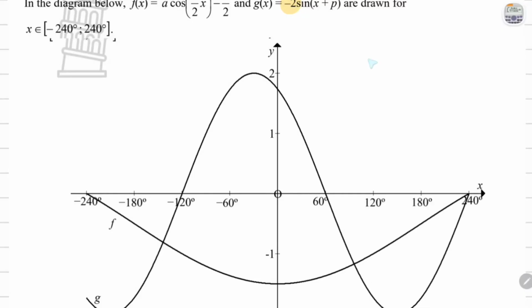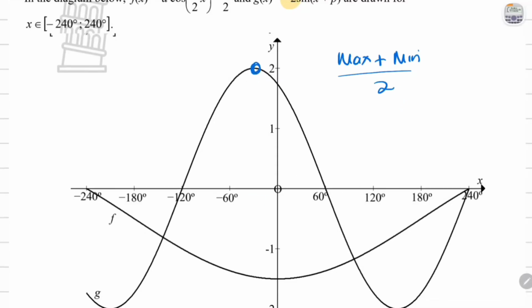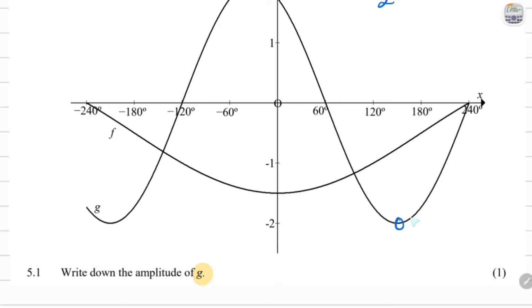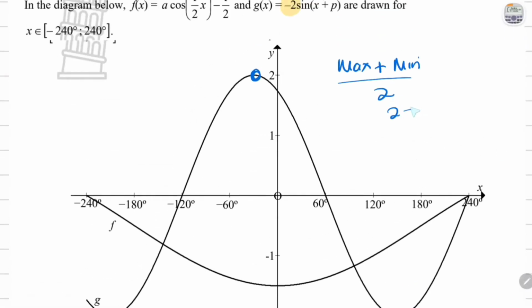Another easy way to find the amplitude is take the maximum, right? The absolute value, meaning if it's negative, just take it as a positive. Take the maximum plus the minimum of the graph and divide it by 2. So the highest that this graph has gone to is 2. The lowest it goes to is negative 2. So that's 2 plus 2 and then divided by 2, which will give you 2.